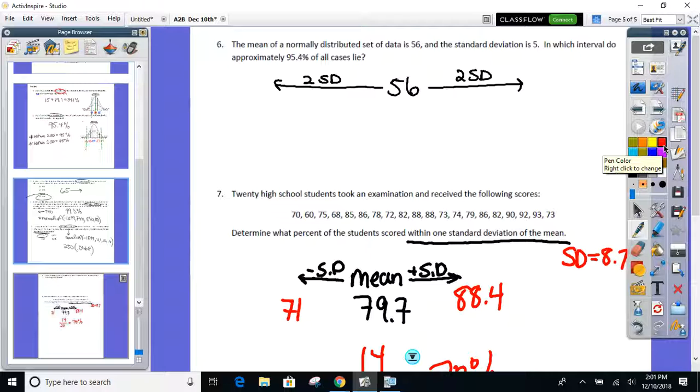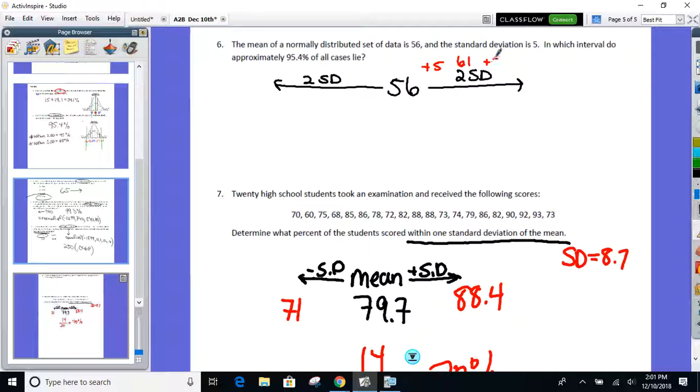Add 5 and then add 5 again. So if I add 5, that'll bring me to 61. Add 5 again, 66. How do I go over 2 in the other direction, to the left? Subtract 5. That'll bring me to 51. Subtract 5 again, and it'll bring me to 46. So the range is between 46 and 66 for 95% of the scores. If I saw 68, I'd only go within 1. Let's go. Flip it and go.